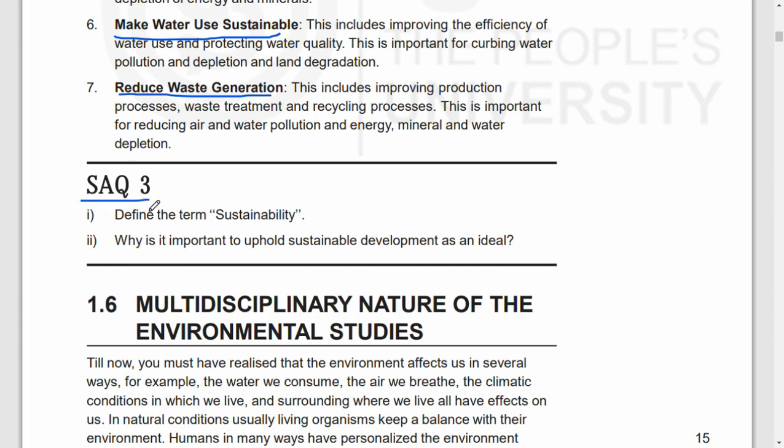FAQ 3.1. 1. Define the term sustainability. Comment on this. 2. Why is it important to uphold sustainable development as an ideal? Comment on this.